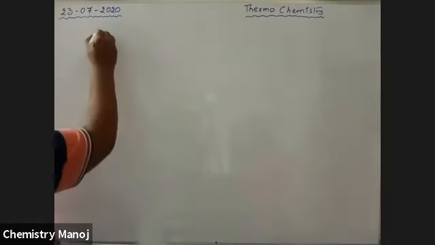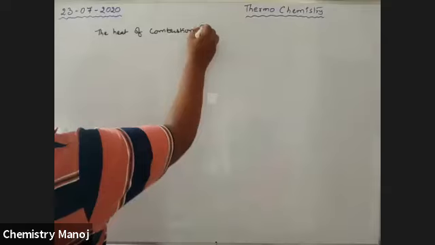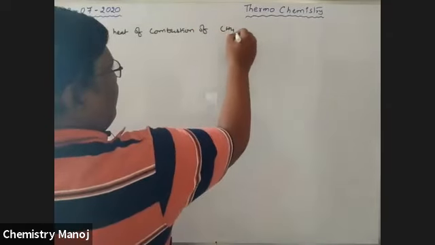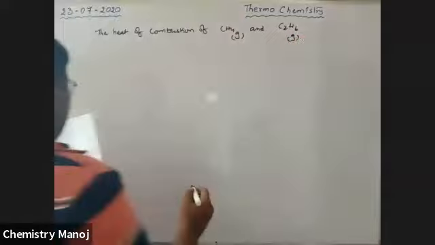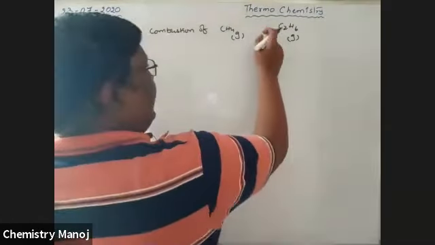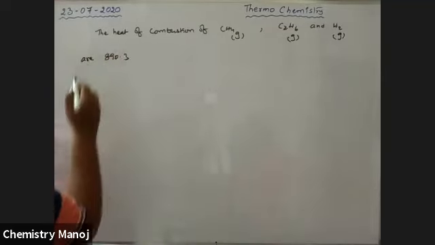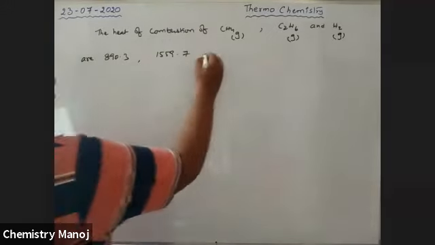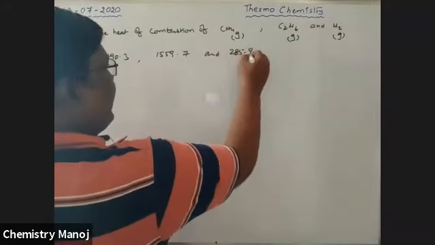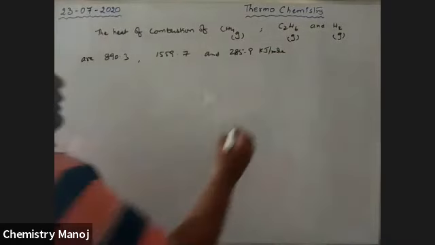Next question: the heat of combustion of methane, ethane and hydrogen gas are 890.3, 1559.7 and 285.9 kilojoule per mole respectively.